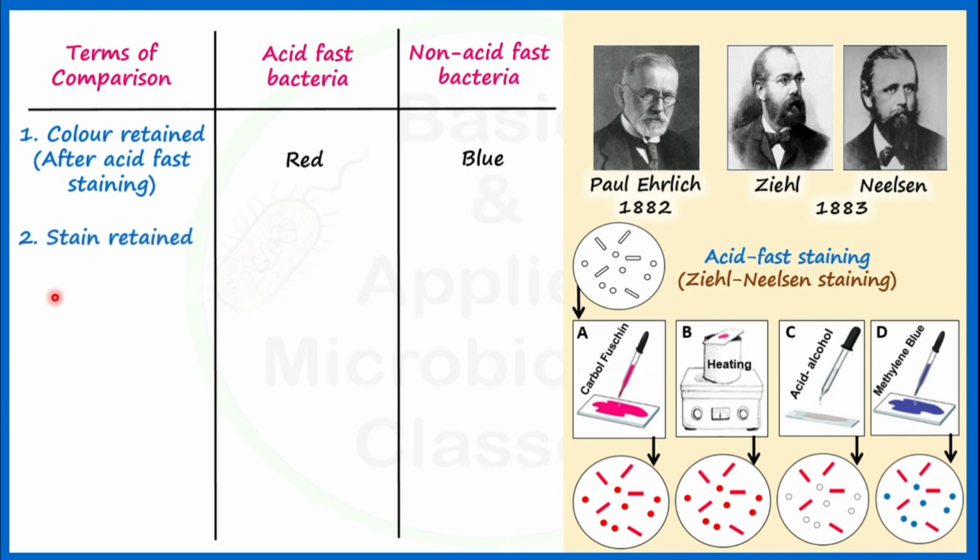Let's move towards the second point, stain retained. So what kind of stain is retained by acid fast bacteria? Of course, they appear red to us.